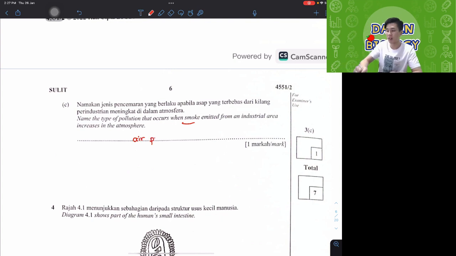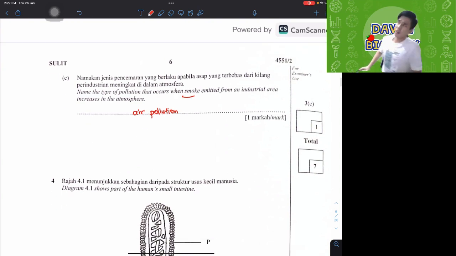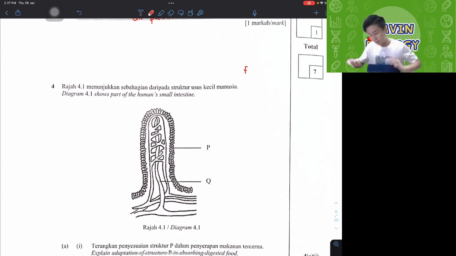So 1 mark, smoke. What kind of pollution? Air pollution lah, this one. Okay, so acid rain, greenhouse effect, these are mainly air pollution lah.